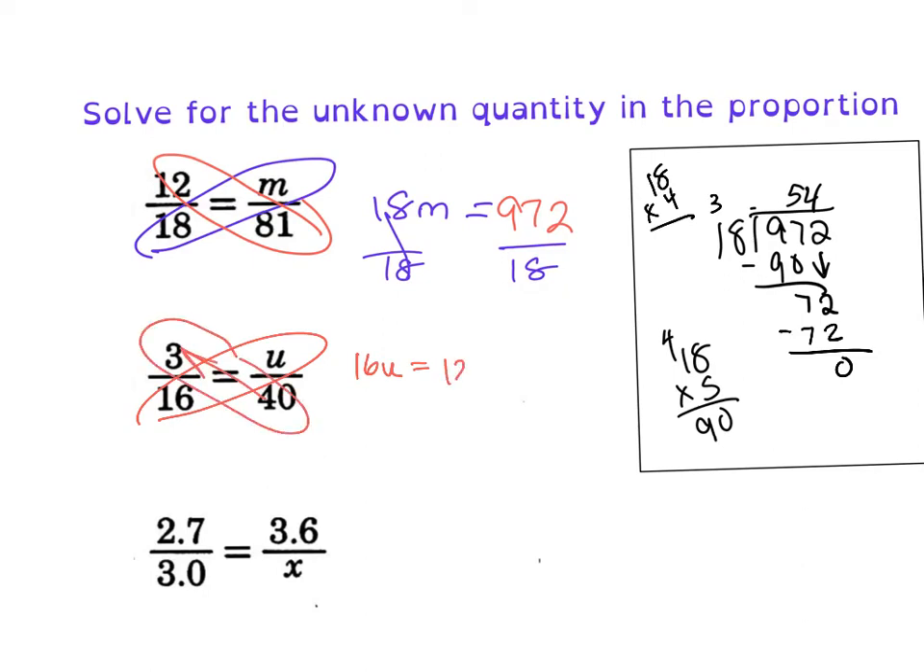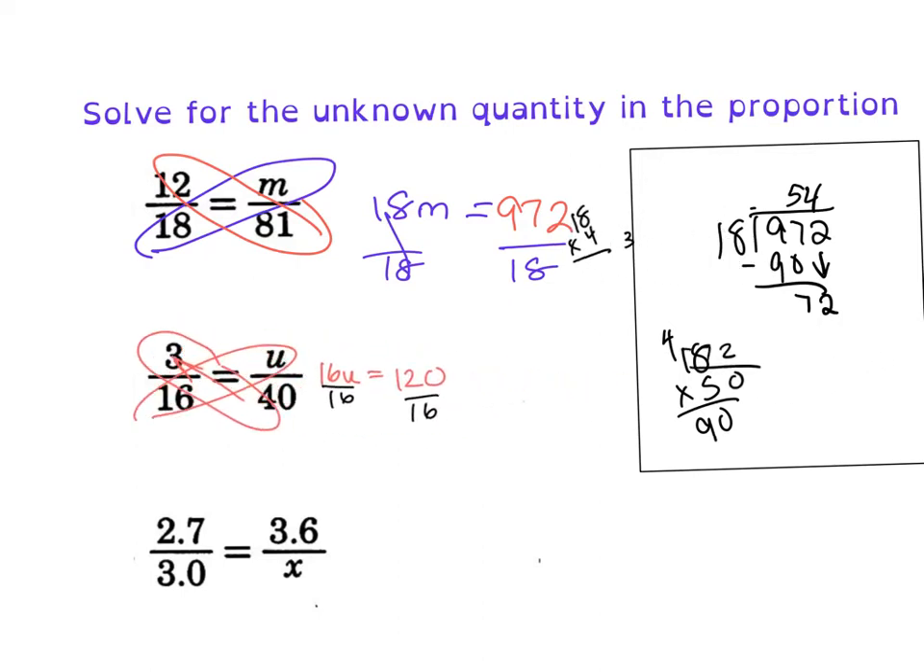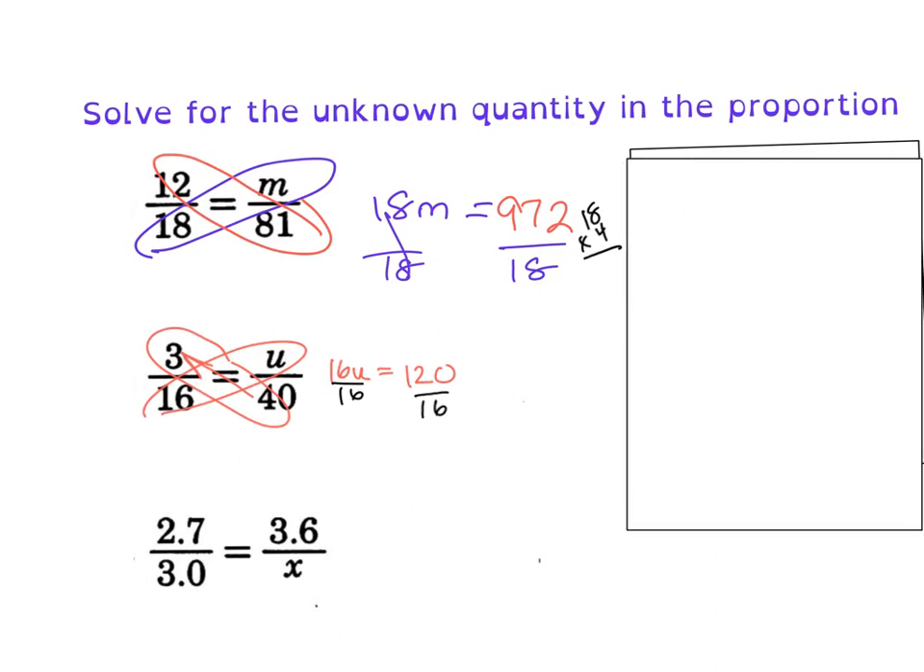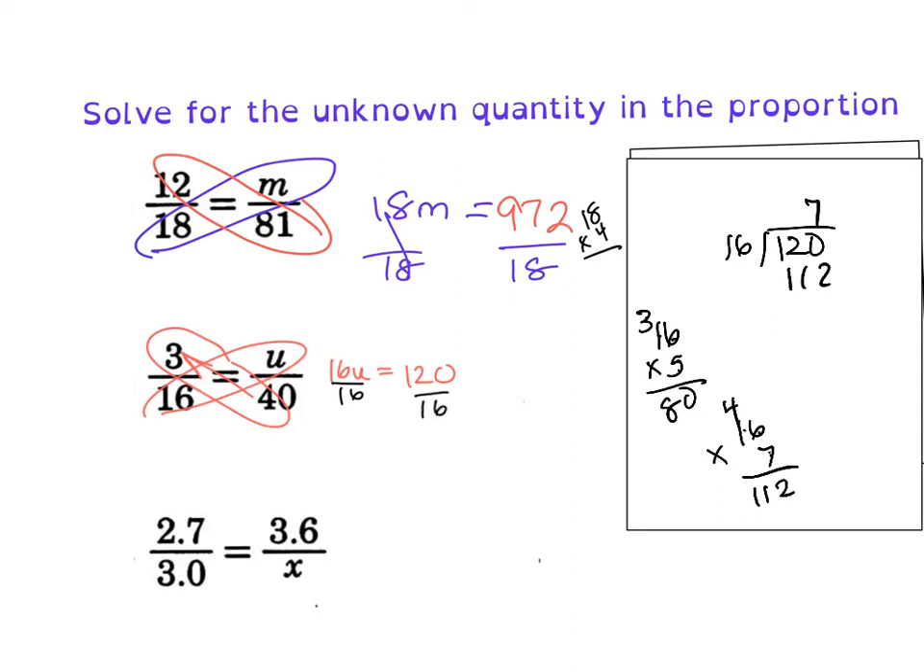So 18 times 4 is 72, and the next one, 16 times u is equal to 4 times 30, which is 120. Then I divide by 16. I think Jake's right, yep. And then we're going to do the long division. 120 divided by 16. Let's see, 16 times 5. 5 times 6 is 30. Carry the 3. 5 and 3 is 8. Let's say 7. 6 times 7 is 42. Carry the 4. 7 and 4 is 112. Yep. So 7. That's 112 with 8 left over.